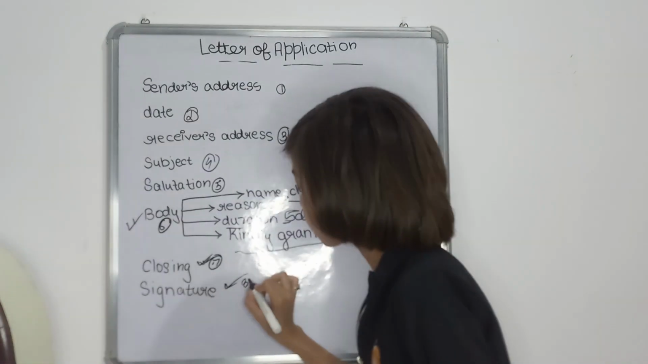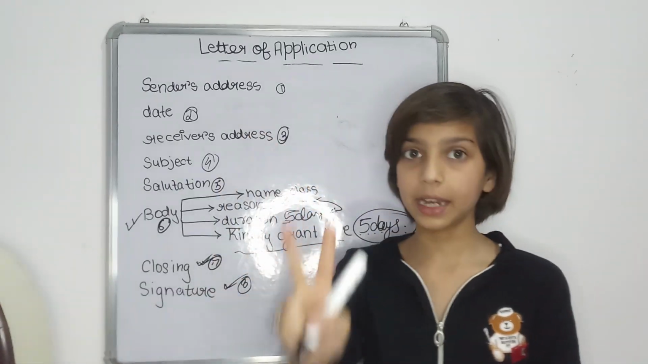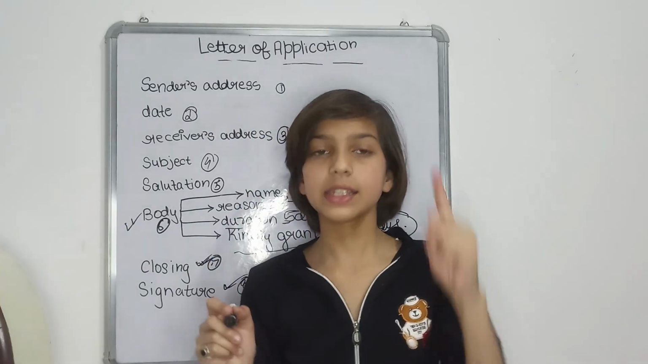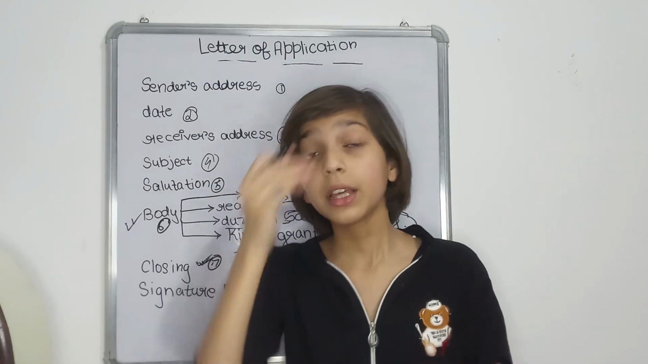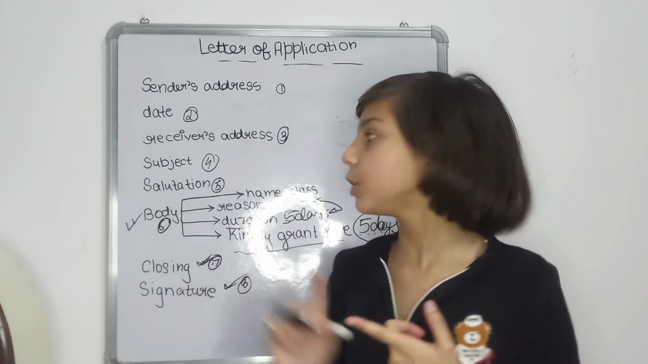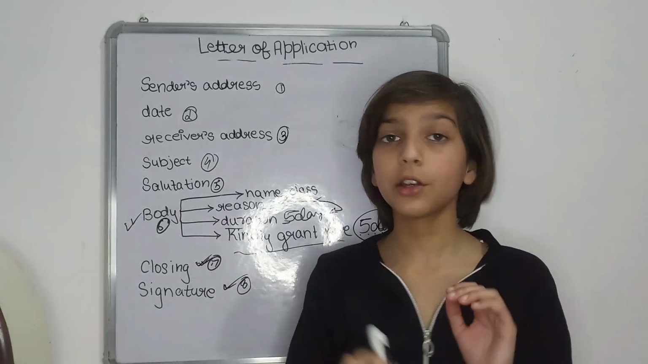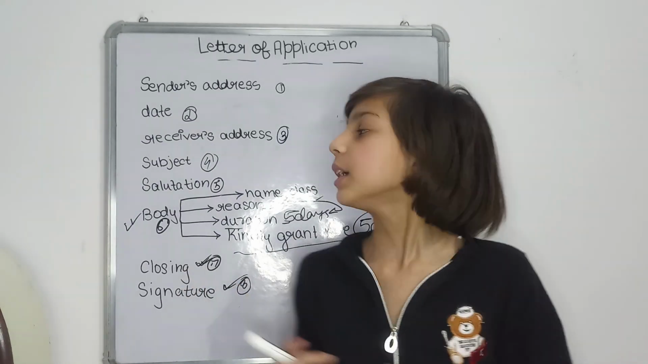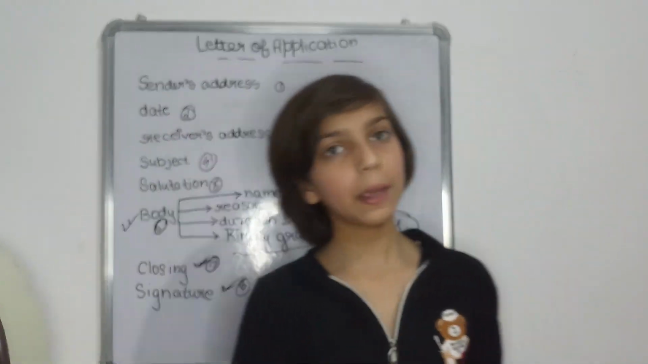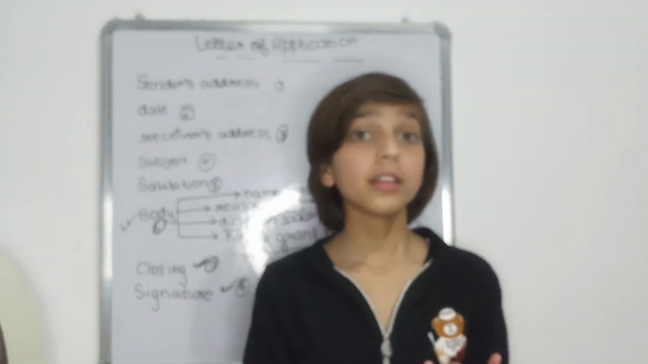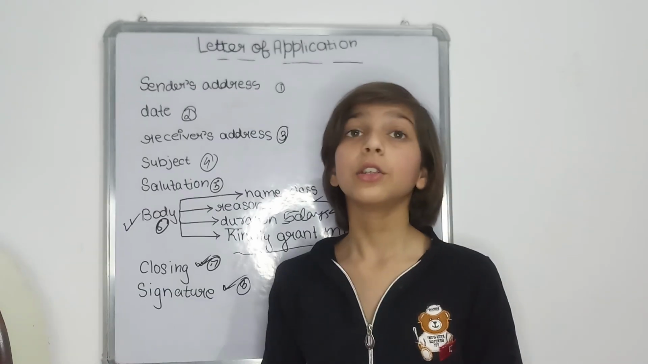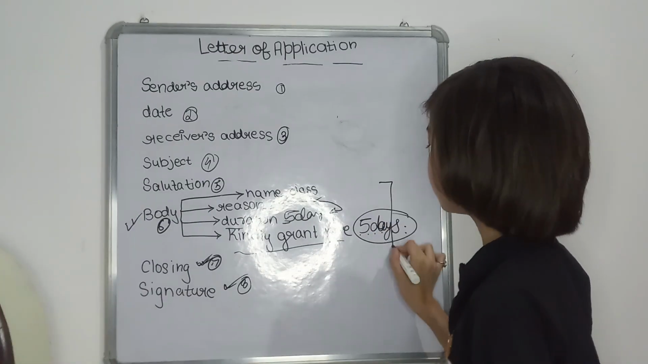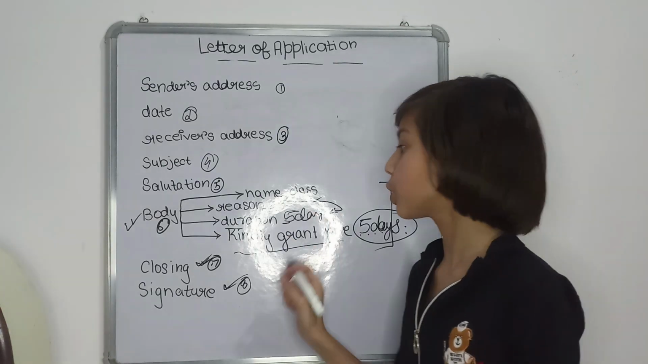There are a total of 8 steps of writing. First, sender's address. Second, the date on which you are writing. Then receiver's address, then subject. Then we need to write the salutation. Salutation means you can write respected ma'am, respected sir, dear ma'am, dear sir, anything. Then you need to write the body, closing and signature. Also remember these things: name, class, reason, duration and kindly grant me.